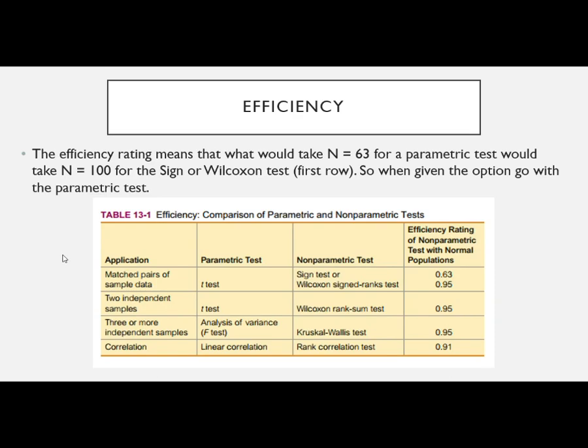There's a thing called the efficiency rating. Here we have the sign test or the Wilcoxon signed rank test, 0.63 or 0.95. The efficiency rating means that it would take a sample size of 63 for a parametric test, and it would take 100 for the sign test, or 95 for a Wilcoxon test. So when given the option, you want to go with the parametric test because it's a more robust and stronger test than these nonparametrics. But if you can't, then they're definitely there for you to use.